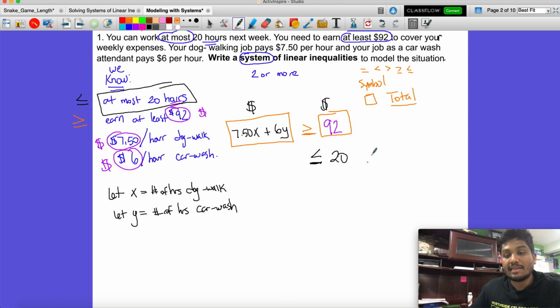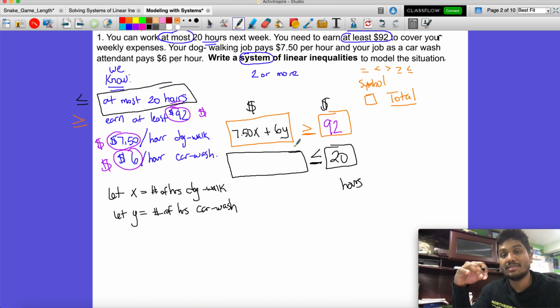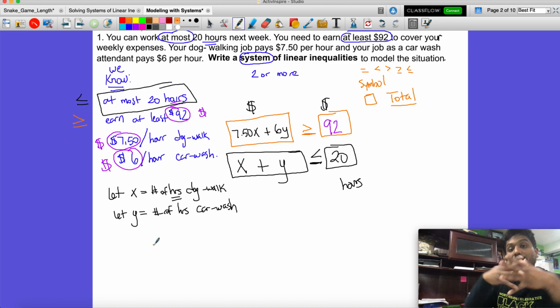And on this side now, this is hours. So I'm going to put a box here really quickly so I can show you this is hours. Okay, so then everything on this side must represent hours. So where are these hours coming from? Well, the hours that he works are coming from his job, and he has two of those jobs. And these variables here that we created, x was the number of hours, right? Total hours. So the number of hours that he dog walks and the number of hours that he car washes together, that's the addition sign, has to be less than 20.